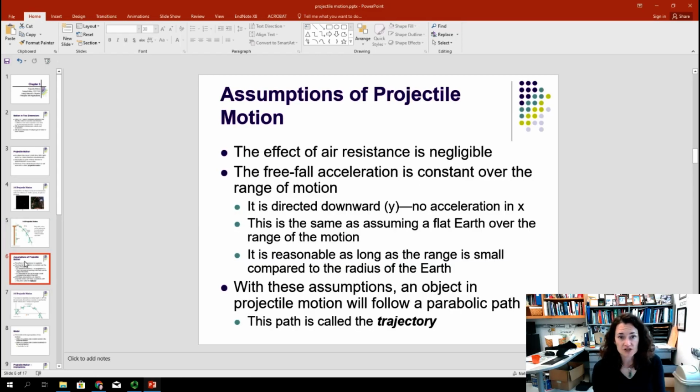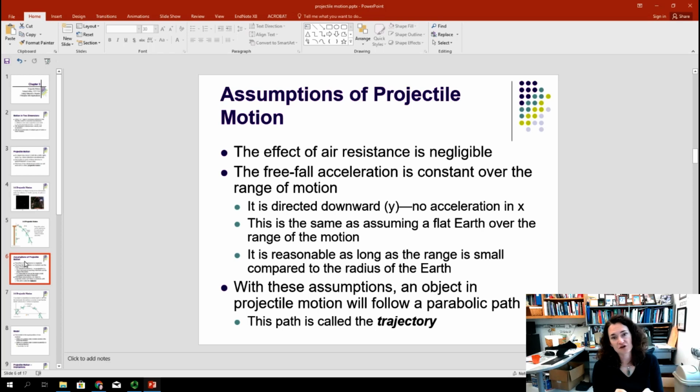So here's our assumptions. First, the effective air resistance is negligible. This is a very important one. Otherwise, you are going to have an acceleration in the x direction. It makes the problems way more complicated, and we're not going to deal with that in this algebra-based physics course.